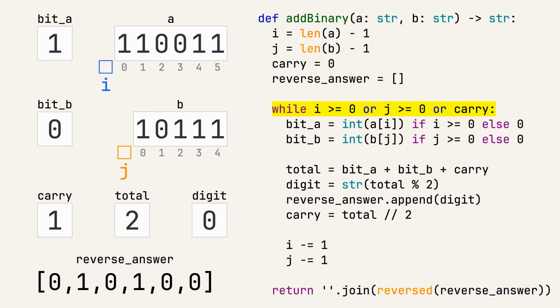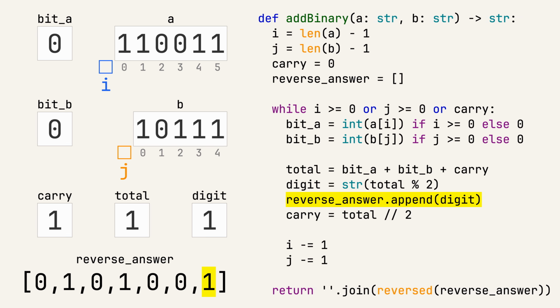Now when we decrement i and j, we see that both of them are out of bounds. But since the carry is not 0, this part of the condition is still true, and so we need to do one more iteration. i and j are both less than 0, so both bit A and bit B default to 0. The total is 0 plus 1, which is 1. 1 mod 2 is 1, so that's our final digit. And 1 floor divided by 2 is 0, so the carry is now back to 0. Now, after decrementing i and j again, we see that the carry is 0, which now finally makes this entire condition false. So we can break out of the loop and return the final answer.